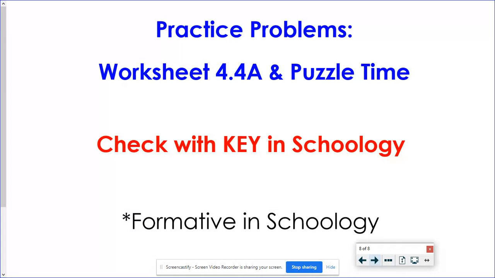The worksheet that you have for today is a two-sided worksheet, and you'll have some graphs that you can use to actually graph those points. As always, the answer key is in Schoology, so make sure that you check that. Please make sure that you're doing this practice work first. When you're done with that, make sure that you take the formative in Schoology. Let me know if you need any help.